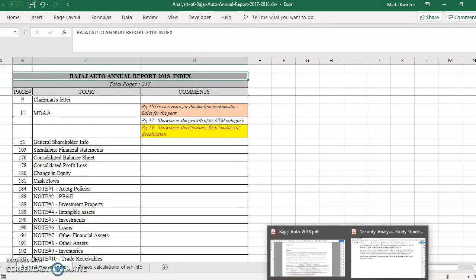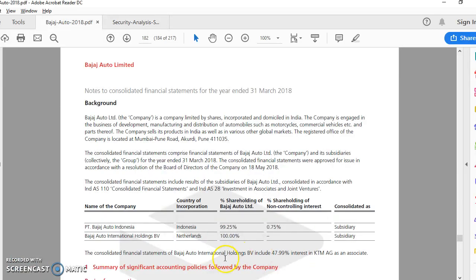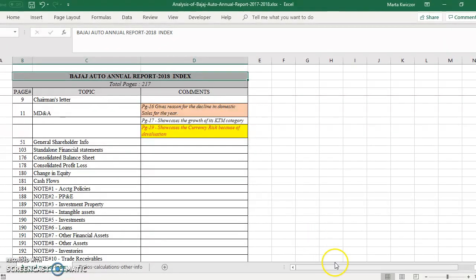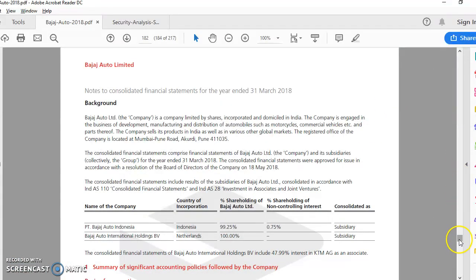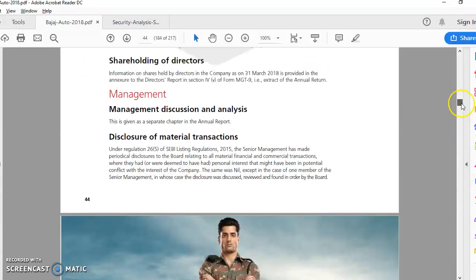This is how it looks. That is on page 11. So you pull up the Bajaj Auto report. You can get the annual report on Bajaj Auto's website.